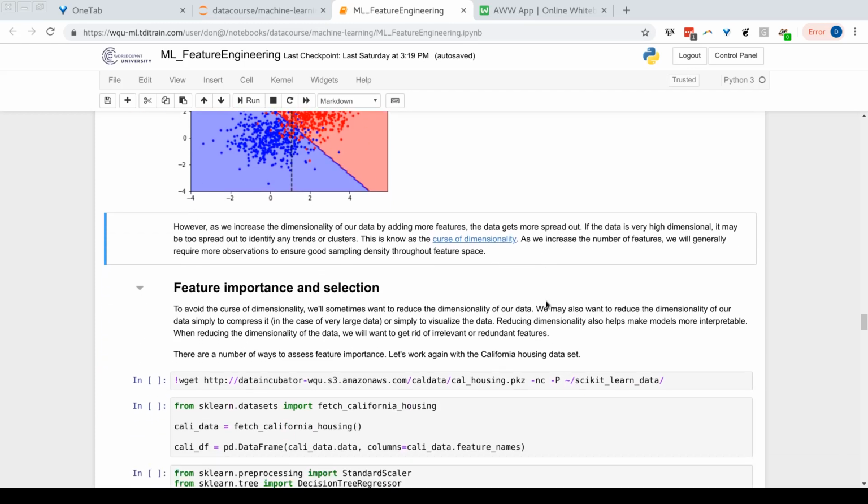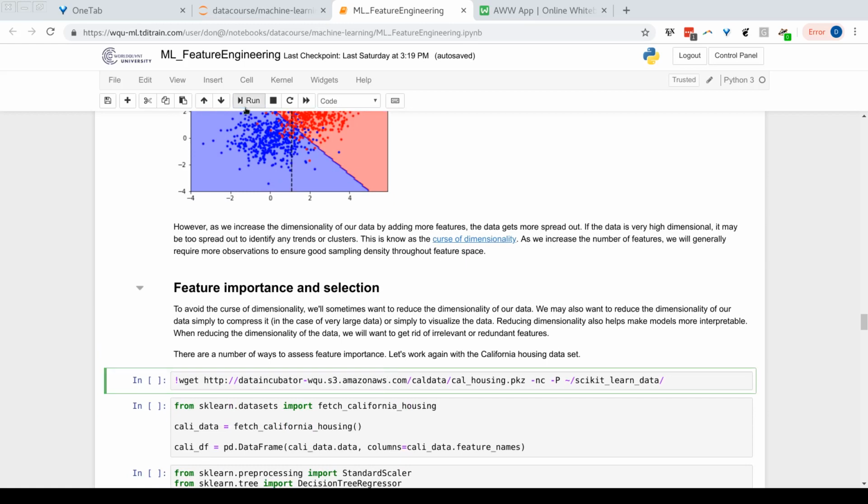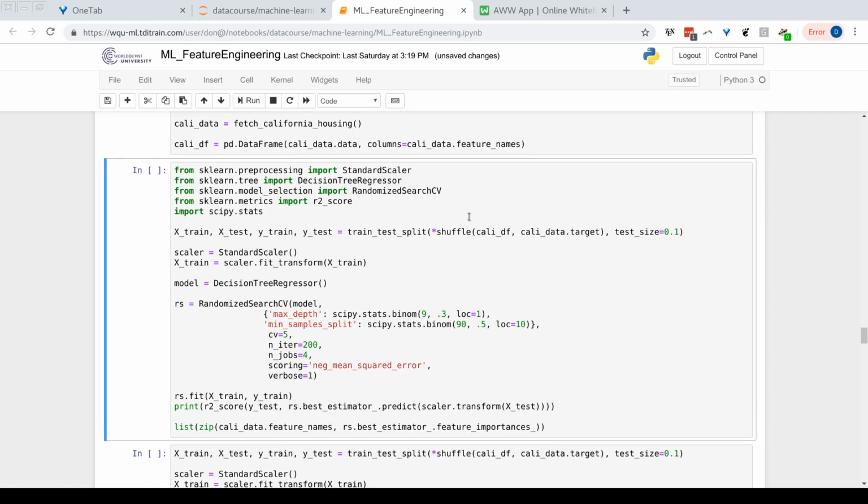So let's go back to the California housing data. So we should now be all familiar with this data set. So you can import it.